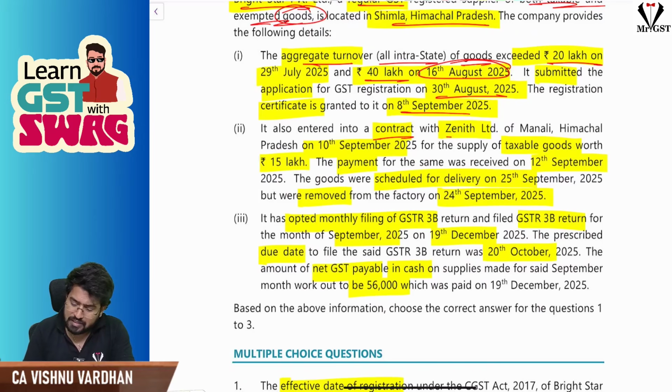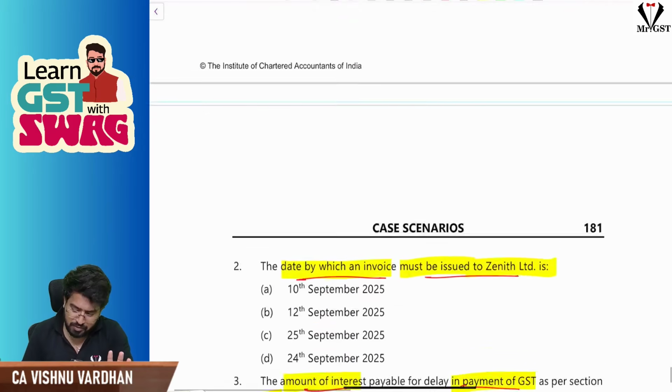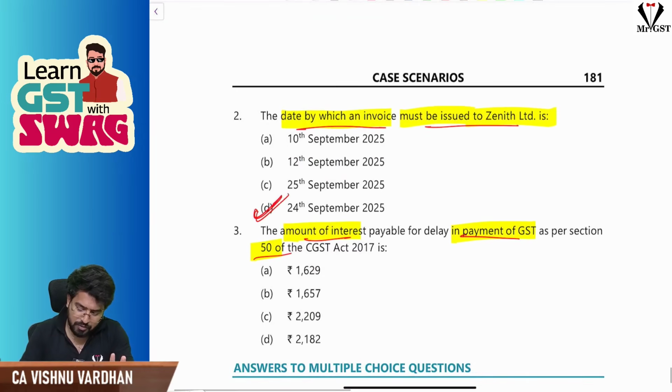So contract with Zenith Limited they have entered of Manali on 10th September for supplying taxable goods worth 15 lakhs. Payment for this is received on 12th September. Scheduled delivery on 25th September and removed the goods on 24th September. See, for supply of goods where movement is involved, what is the due date to raise tax invoice? Removal of the goods. Goods is removed on 24 September. So 24 September is the deadline.